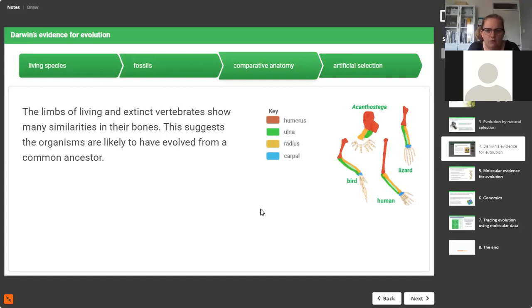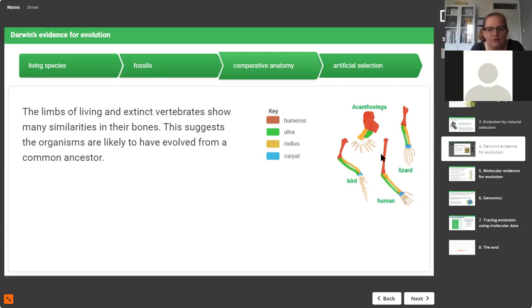If we look here, what's happened is we've highlighted the humerus, the ulna, the radius, and the carpal. When we look at them, you can see where they started and how they've elongated over time. So this comparative anatomy suggests organisms evolved from a common ancestor.